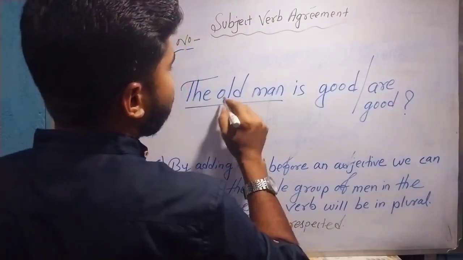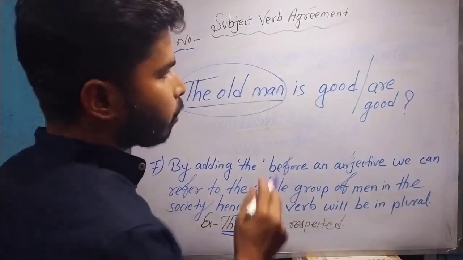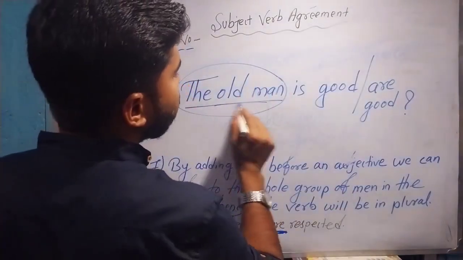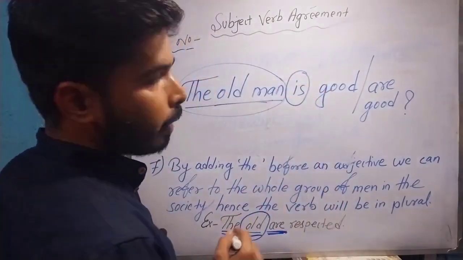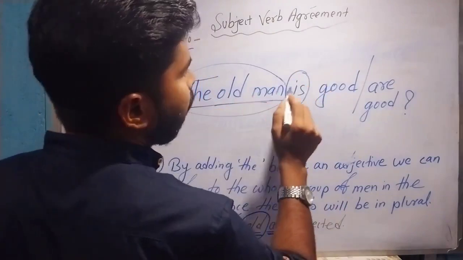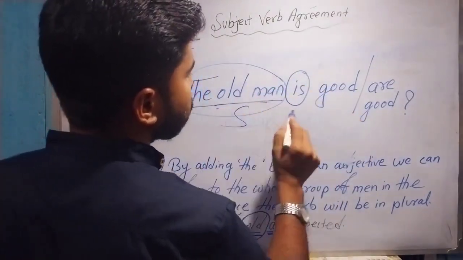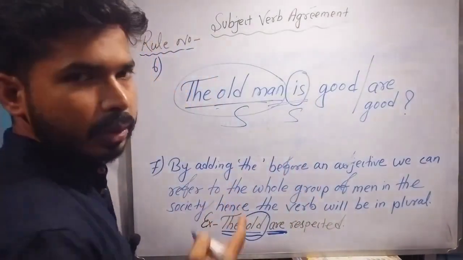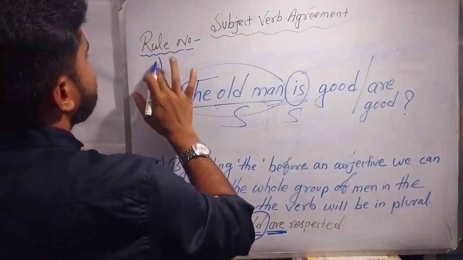The old man, this is referring to the singular. Okay, we are not talking about the whole group of old men. So the old man takes the verb in singular. We can't write the old man are good. The old man, because this is in singular, so the verb will also be in singular. Okay, I think it's clear to you. So let's go to the eighth example.